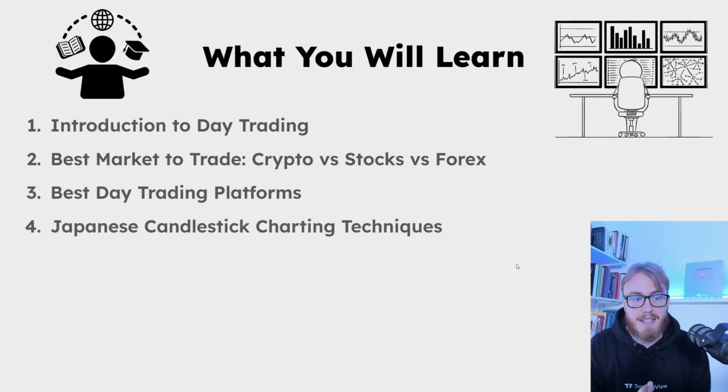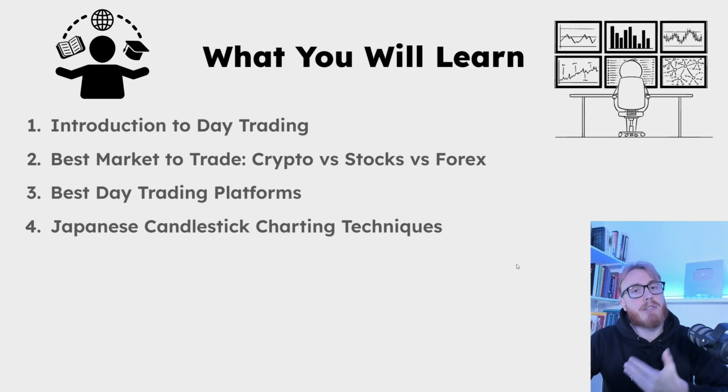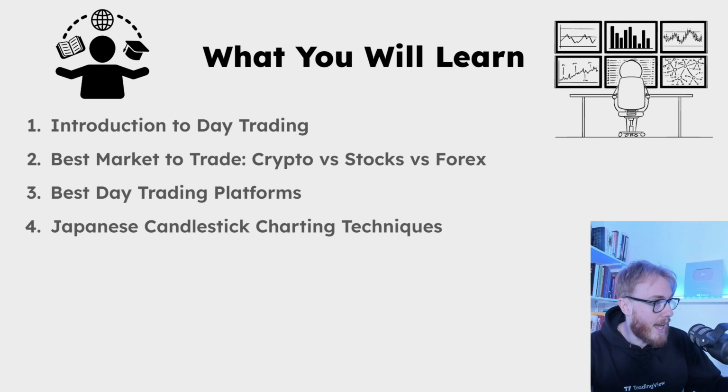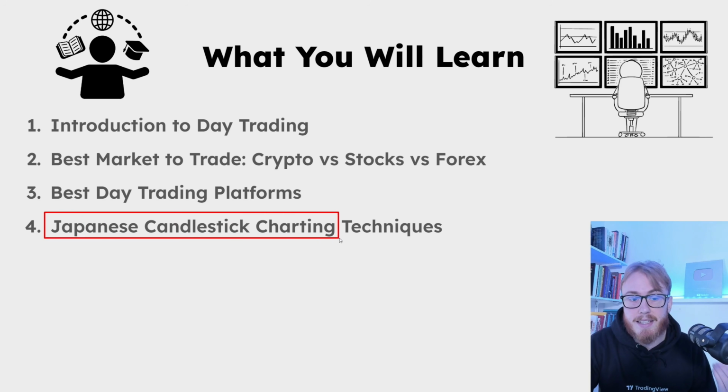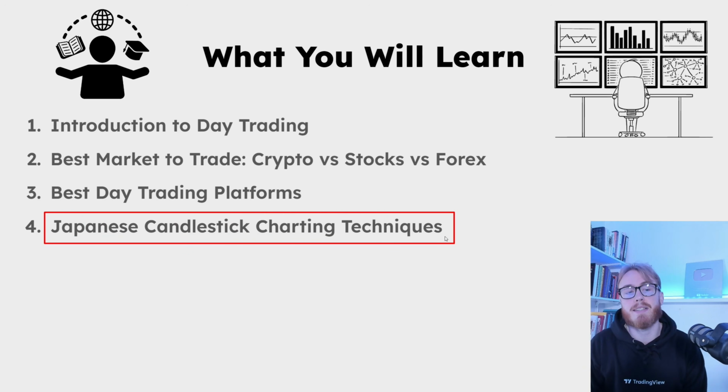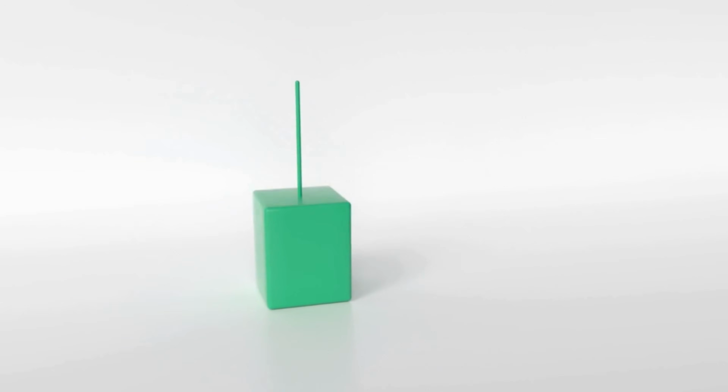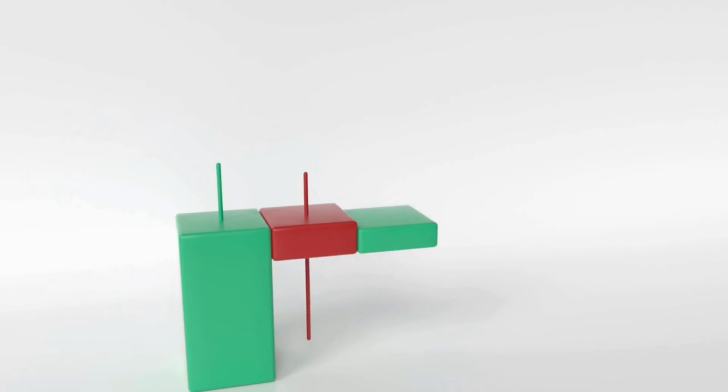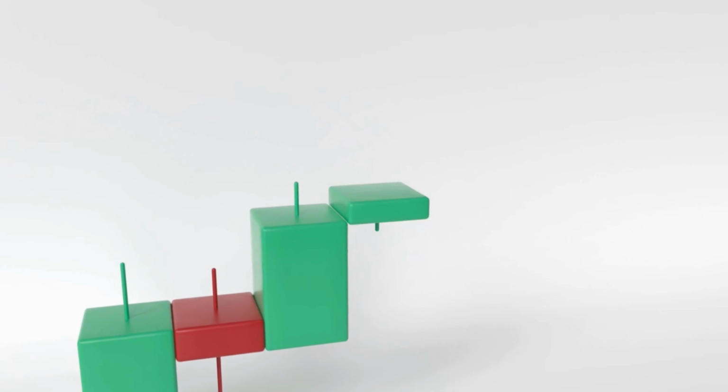Now then, in chapter 4, we are finally ready to start taking a look at some trading techniques. And the very first technique that every single day trader needs to learn about is Japanese candlestick charting techniques. In chapter 4, you will learn everything. You will learn all the basics you need to know about Japanese candlesticks.